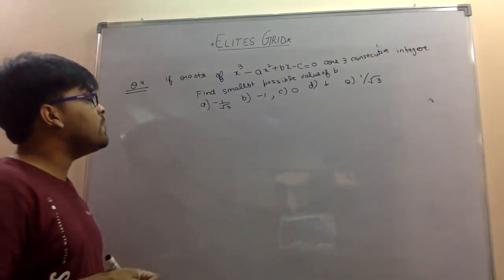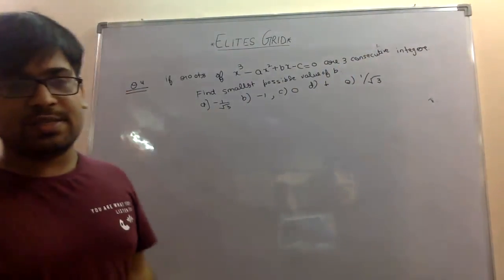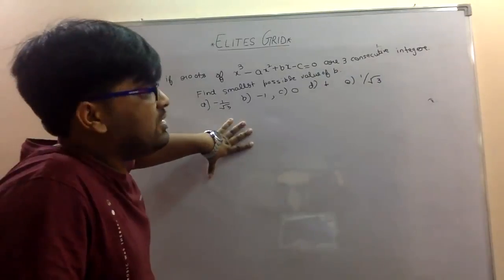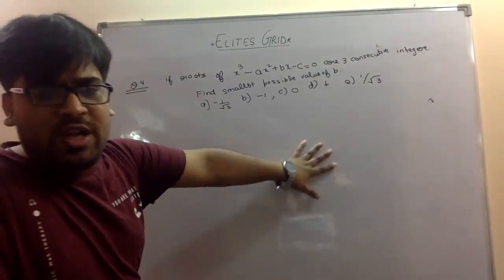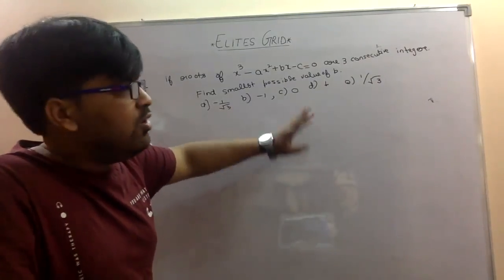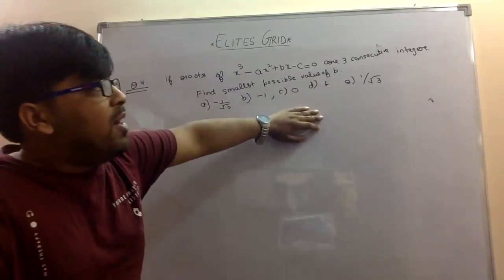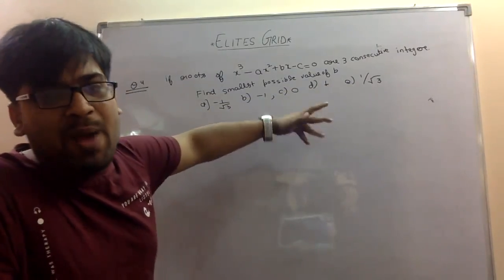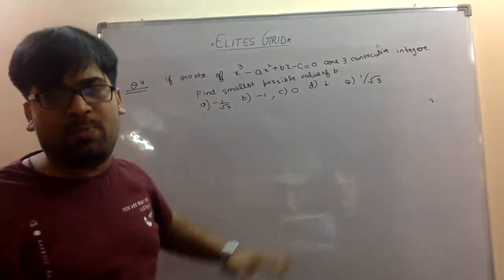स्टार्ट करते हैं डिस्कशन. If roots of this particular equation are 3 consecutive integers. हम लोगों ने सेकंड क्लास में एक चीज सीखी थी ना कि जब 3 consecutive integers होते हैं, that means those are in AP with common difference 1. तीनों नंबर एपी में हैं with common difference 1. तो always जब भी common difference 1 या 3 एपी में लेने या 5 लेने या 4 लेने, you will take that in x minus 1, x, x plus 1 form.